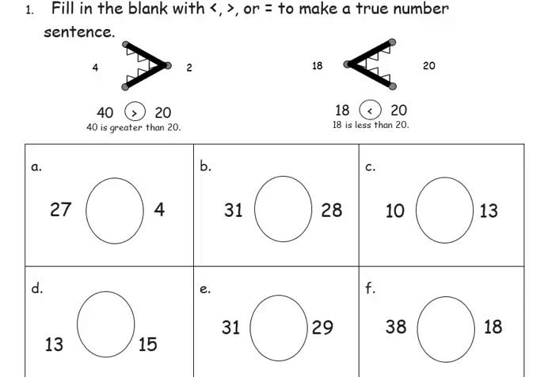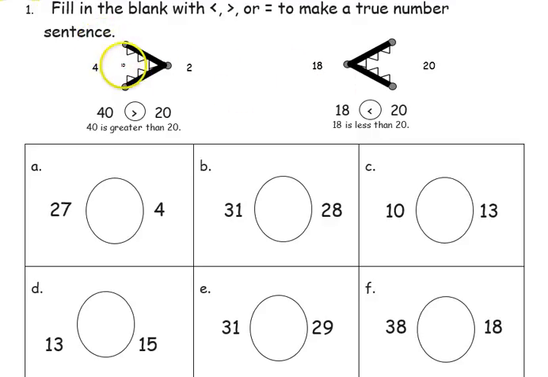This tutorial is for first grade, Module 4, Lesson 10. In this lesson, we will continue looking at the greater than, less than symbols and how they're used to compare numbers. The directions say fill in the blank with less than, greater than, or equal to make a true number sentence. And there's a reminder here of what each symbol looks like.